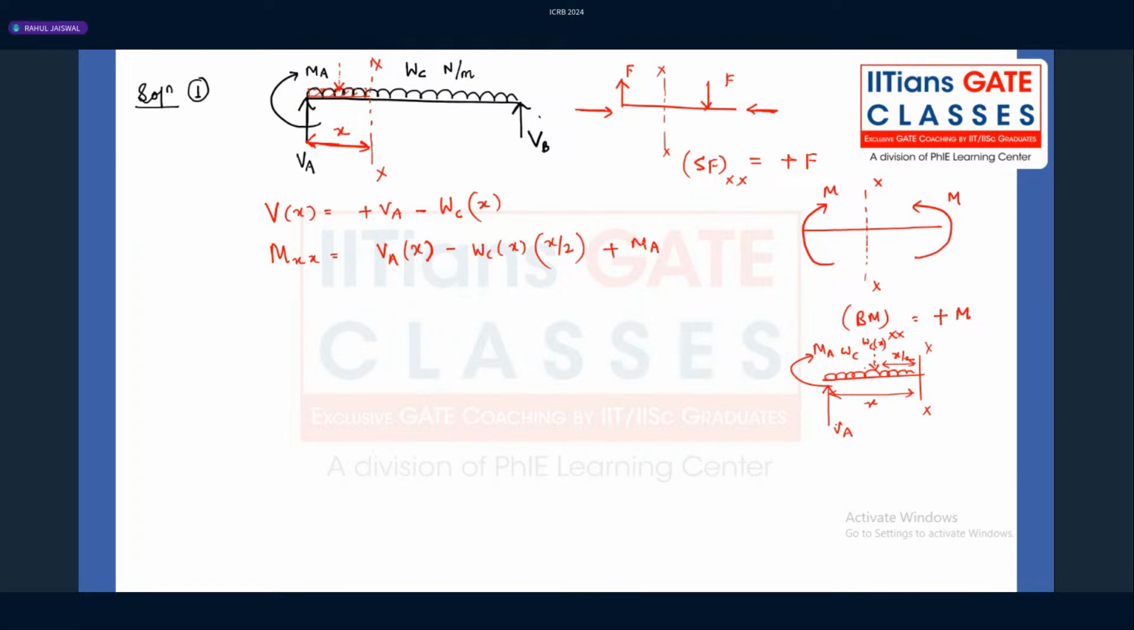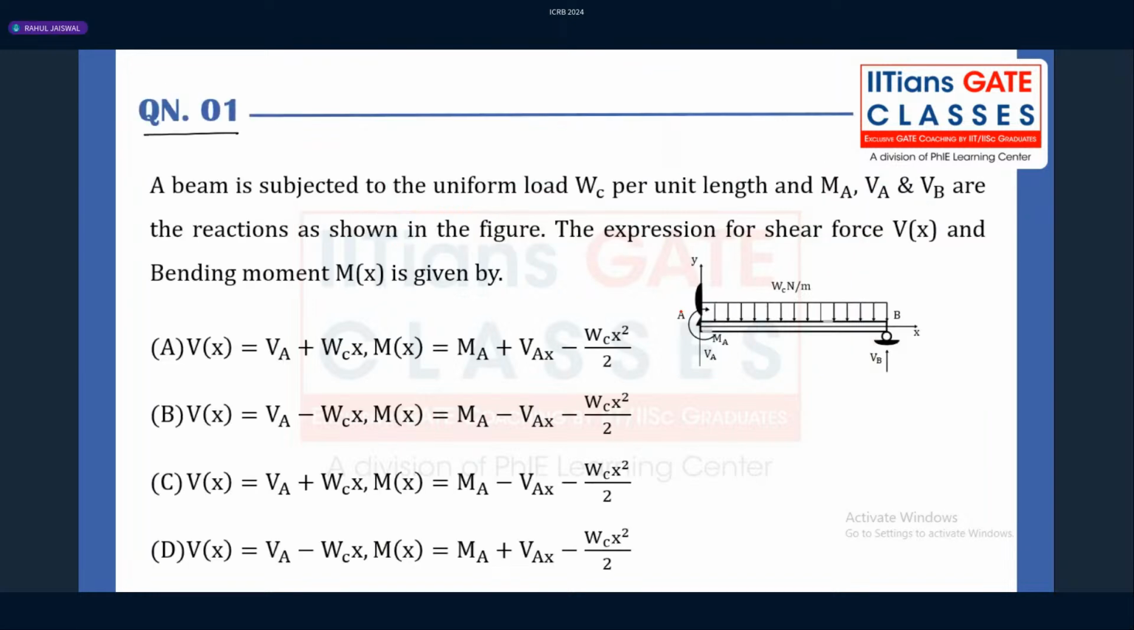If you see very carefully your answer for this question, which should be the correct answer? The shear force should be VA minus WC into X, and the bending moment should be MA plus VA into X minus WC into X square by 2. D should be the correct answer for this question.